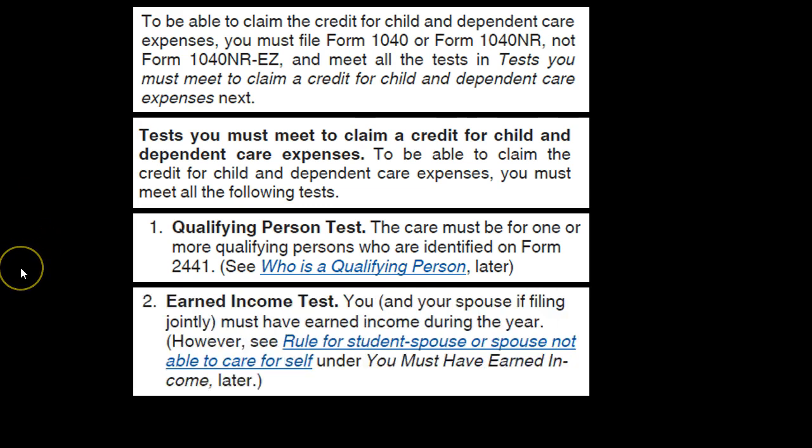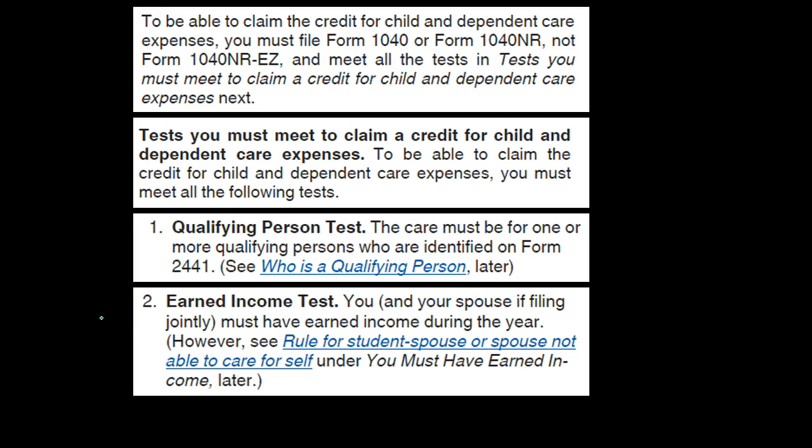Test 2. Earned income test. You and your spouse, if filing jointly, must have earned income during the year. However, there are rules for a student spouse or a spouse not able to care for self, under which you must have earned income. We'll talk about these later. So we'll get into more detail about each of these qualifications. But in essence, you've got to have some income typically.